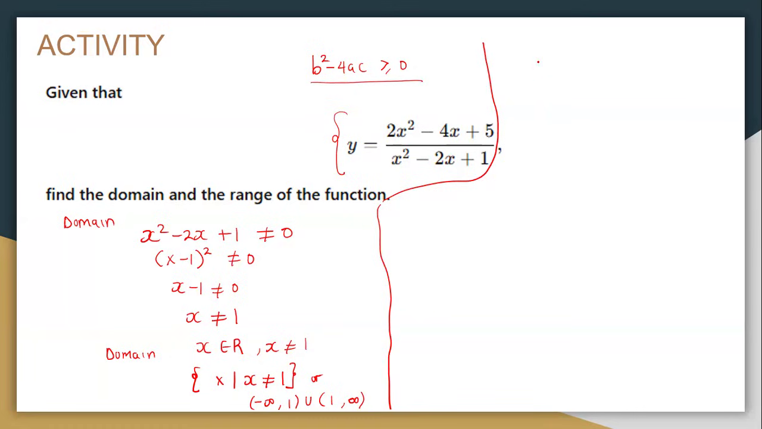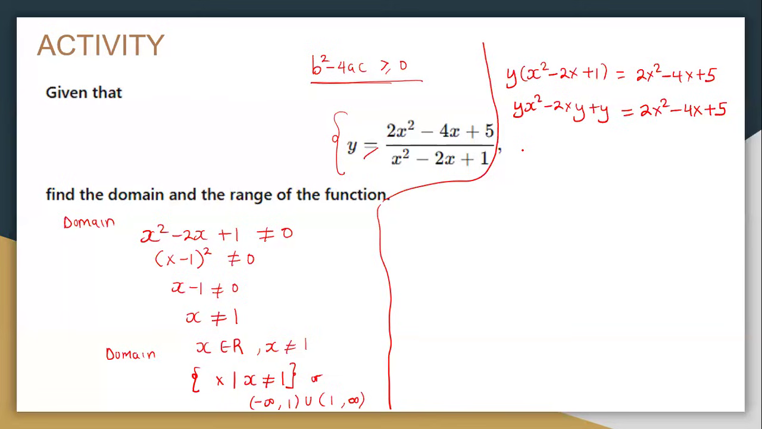So what are we going to do? We are going to do our cross multiplication, such that we form a quadratic equation in this format. So I'll cross multiply. I'll have y into x squared minus 2x plus 1 equaling 2x squared minus 4x plus 5. When I open up, I'll have yx squared minus 2xy plus y equaling 2x squared minus 4x plus 5. So I'll continue and collect like terms because I'm forming a quadratic equation written in terms of y.